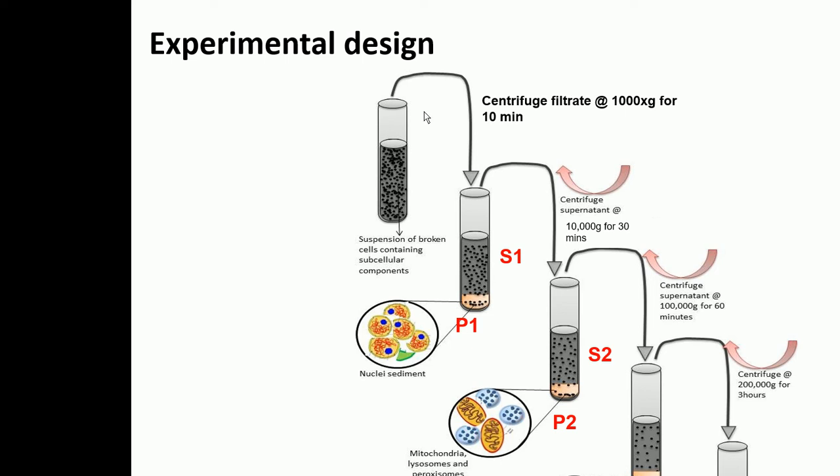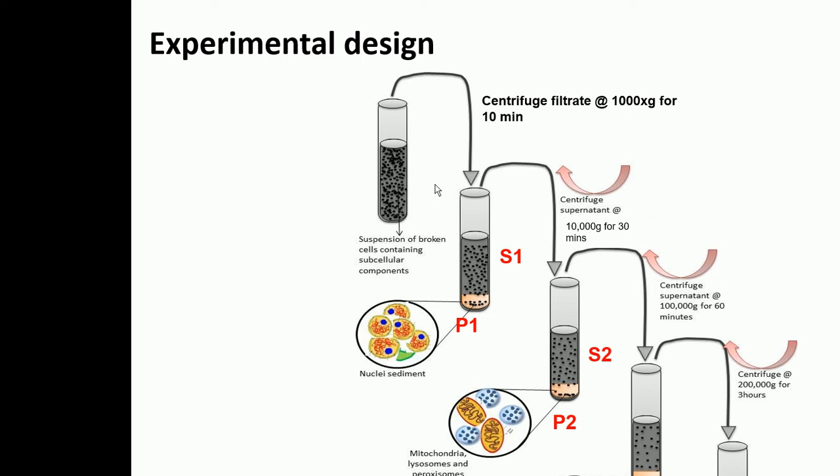So the first spin: you take the homogenate and spin it down at 1000 G for 10 minutes. You will get a pellet, which we will call P1, and in this pellet we expect a lot of nuclei. Then you have the supernatant, called S1, which you will take and save also. I'm going to go over the detailed protocol with you also.